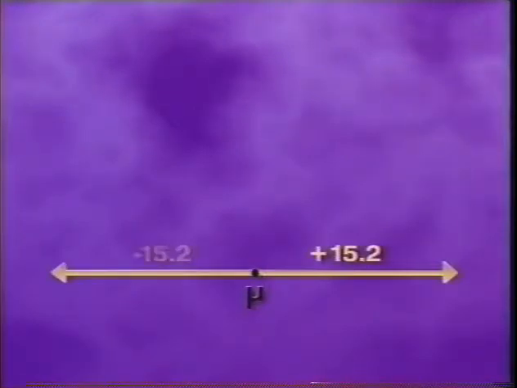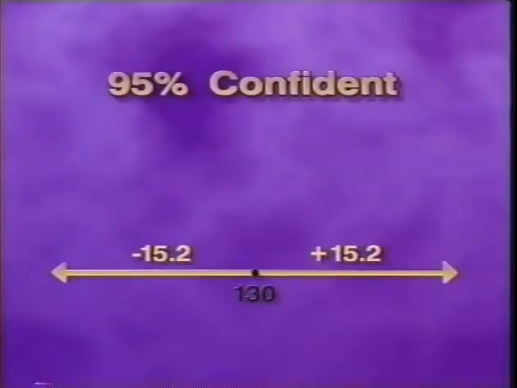The population mean mu is unknown, but we do know that 95% of all samples that we would ever take have an X bar that is within plus or minus 15.2 of mu. This is the same as saying that mu is within plus or minus 15.2 of X bar. Here, X bar was 130. So we can say that we are 95% confident that mu lies within 15.2 of our X bar. That's 130 minus 15.2, or 114.8, and 130 plus 15.2, or 145.2.